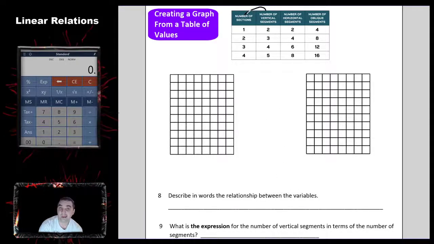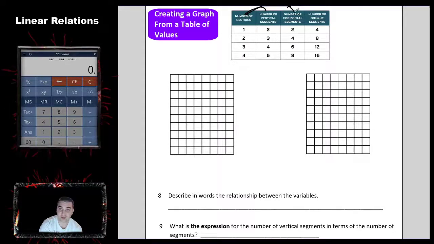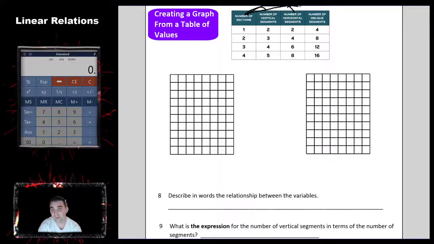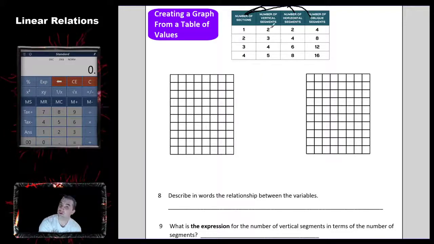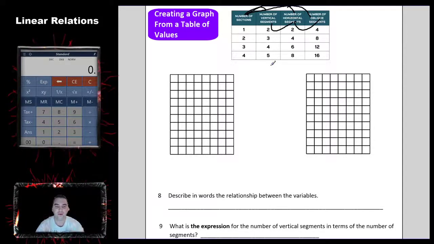We could also make another graph of the number of sections to horizontal segments, or the number of sections to the oblique segments. We could also compare vertical segments to horizontal. We can really compare anything, but you're choosing 2 things.